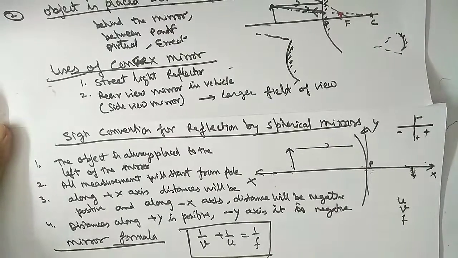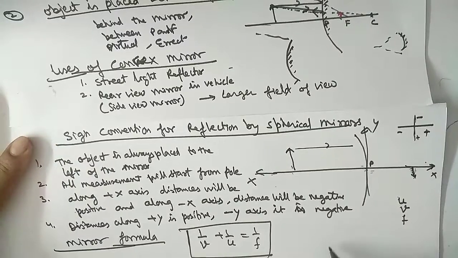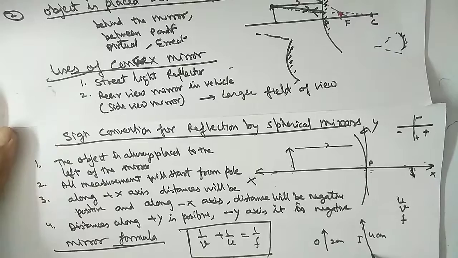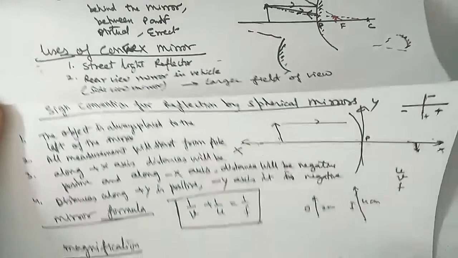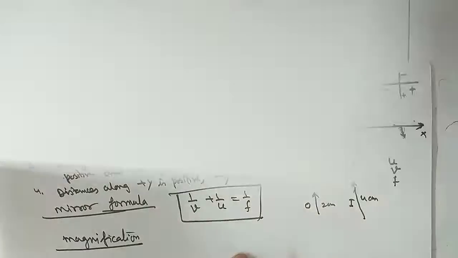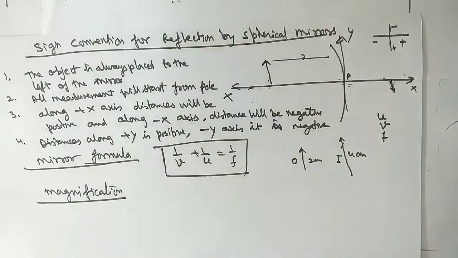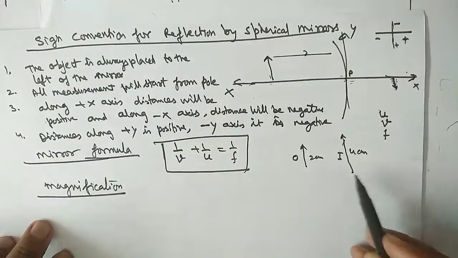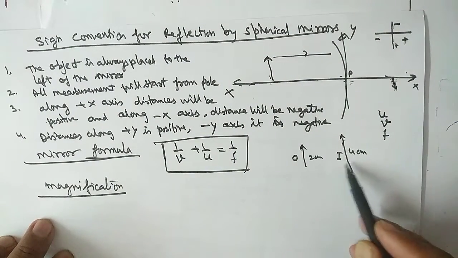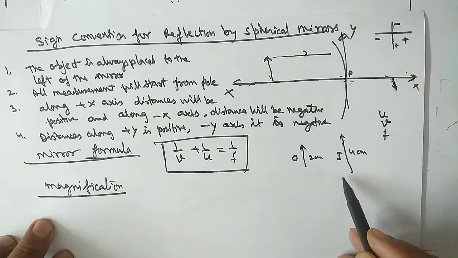Okay, now come to magnification. What is the meaning of magnification? Suppose the object is 2 cm and its image is formed, suppose 4 cm. This is the image. So you can see its size is increased by 2 times. Clear? Size is increased by 2 times. So this is known as magnification. Magnification is 2.